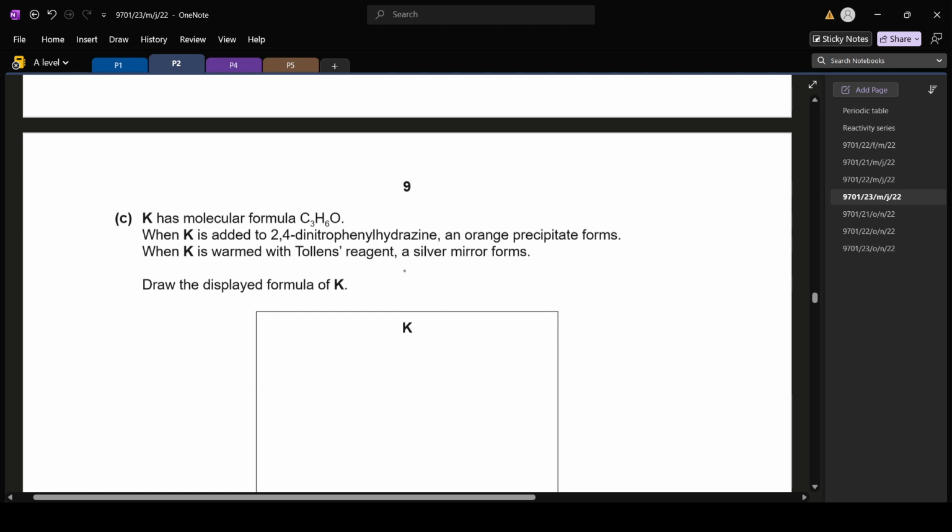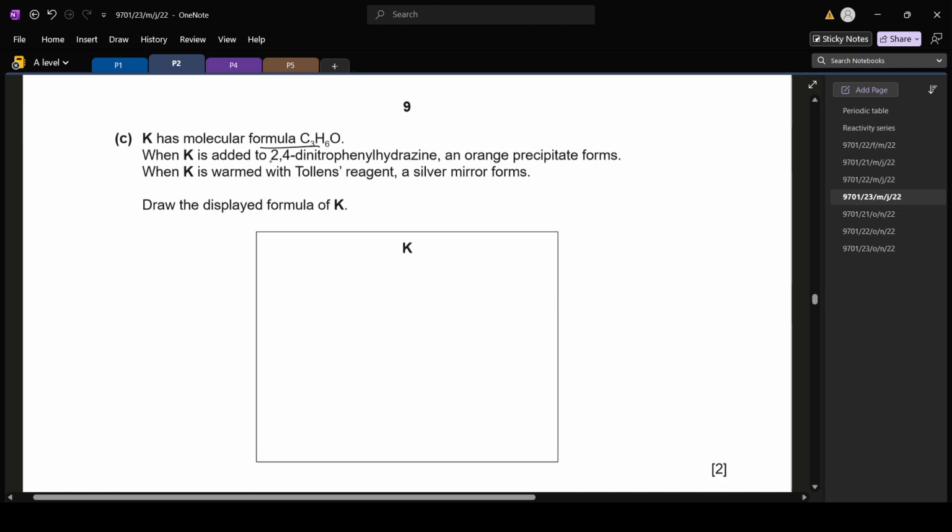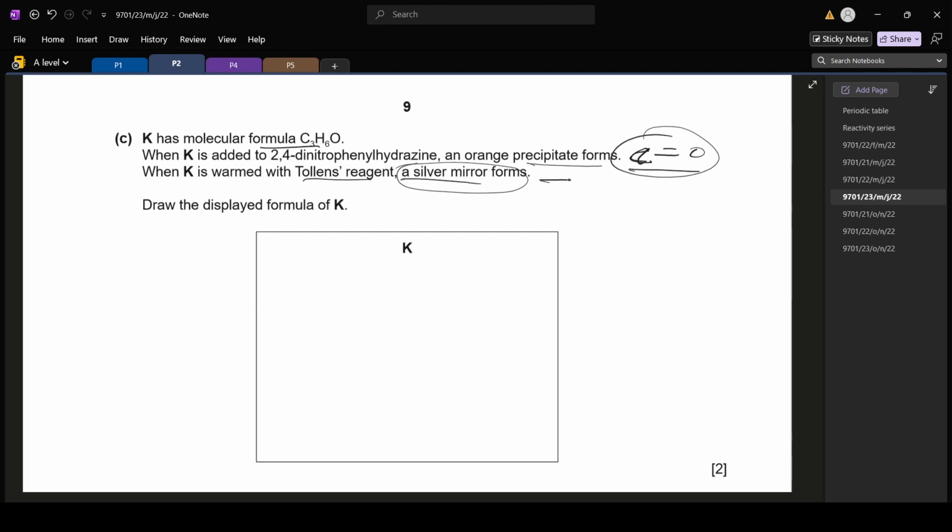Moving towards the next part. K has a molecular formula C3H6O. When K is added to 2,4-dinitrophenylhydrazine, an orange precipitate forms. So it must have a carbonyl group. This is the test for a carbonyl group. When K is warmed with Tollens' reagent, a silver mirror precipitate is formed. So it must have an aldehyde group. Ketones don't give a positive test with Tollens' reagent, but aldehydes do.